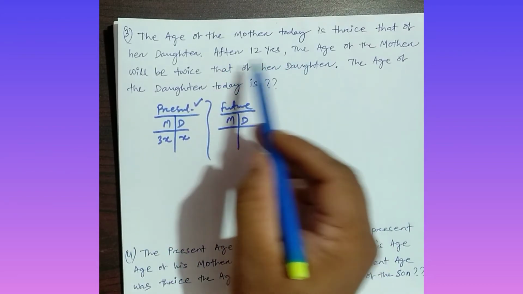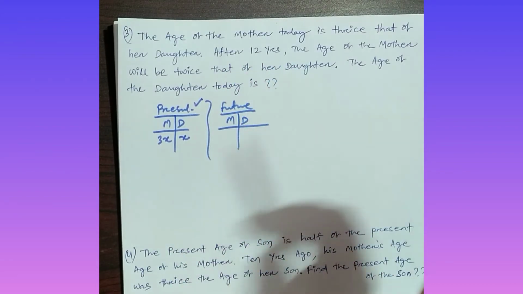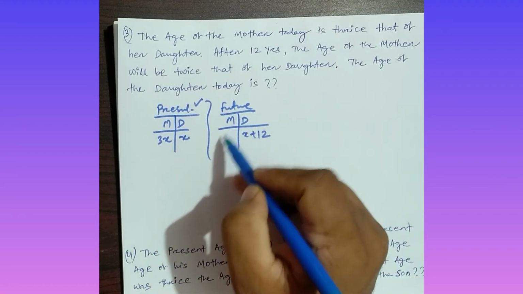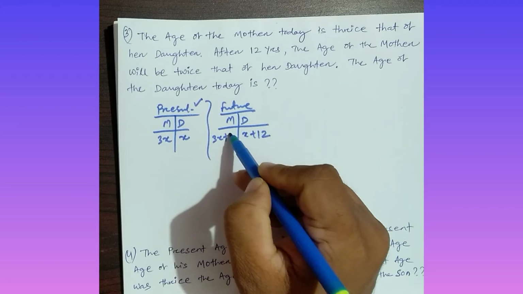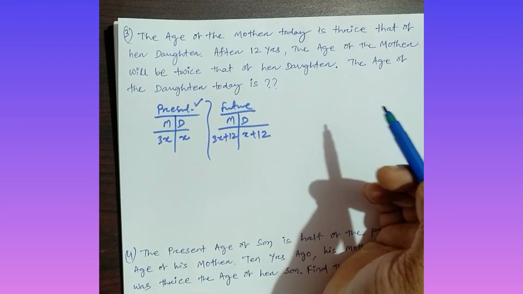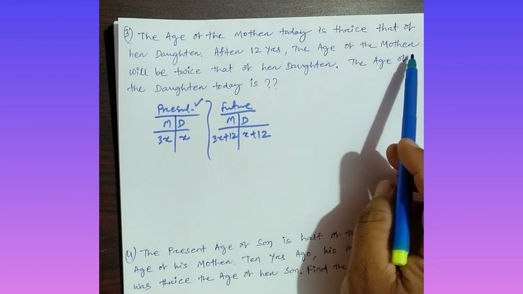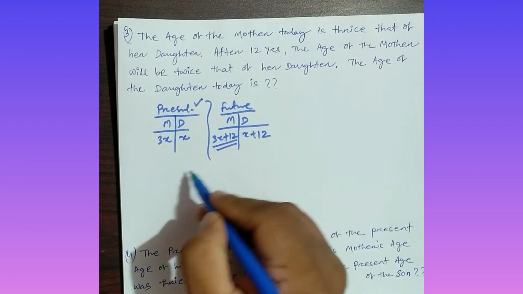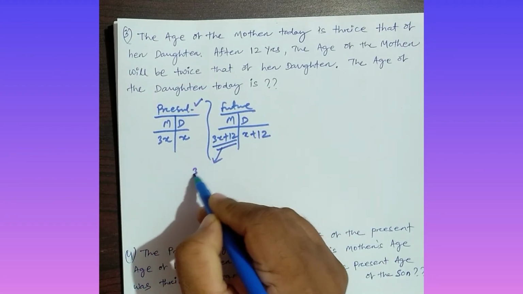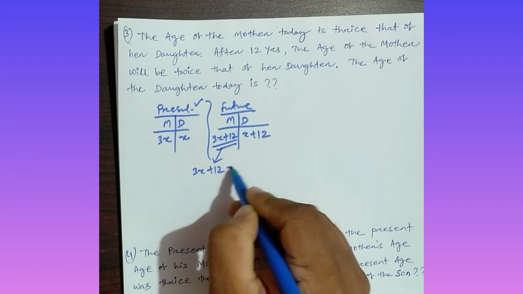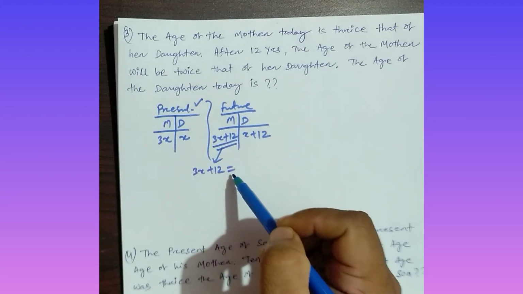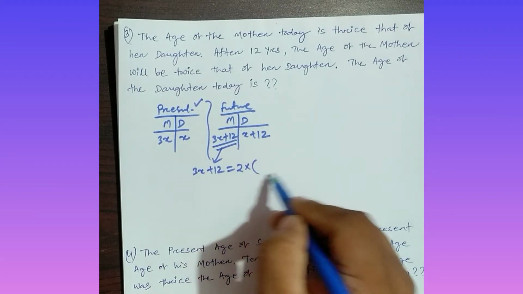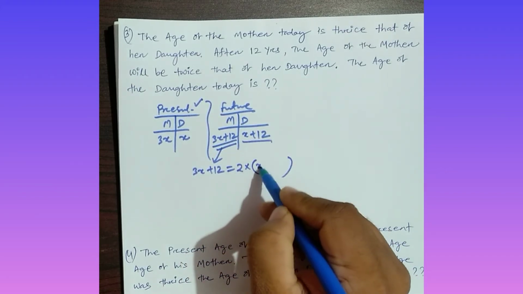After 12 years, just look at it. After 12 years matlab 12 साल के बाद, the daughter's age will be x plus 12, and the mother's age will be 3x plus 12. Yes, absolutely right. After 12 years the age of the mother will be, you have to write like this, 3x plus 12 will be, matlab equal sign, twice matlab 2 times that of a daughter. That of a daughter means this one, that is x plus 12.